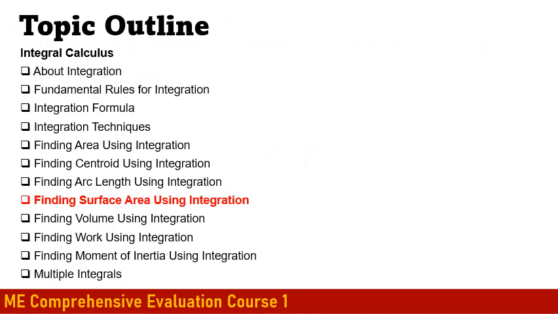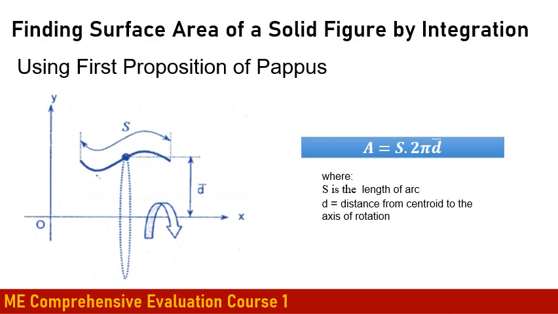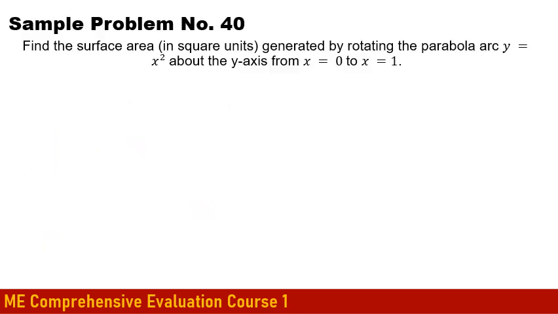Finding the surface area using integration. The first approach is the proposition of Pappus, wherein we have a curve and we rotate it with respect to an axis, and the centroid is denoted by d bar. The distance from the centroid to the axis of rotation is d bar. Then our surface area is the length of the arc multiplied by 2 pi d bar.